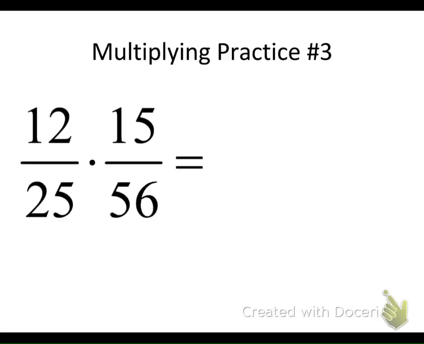So I'm going to look at 12 and 25. Can I reduce 12 and 25? No, I can't. So then I'm going to look, can I reduce 12 and 56? Yes. What are they both divisible by? Sure, they end in even numbers, right? 2. Any even number we know automatically is divisible by 2. Okay, so let's do it by 2.